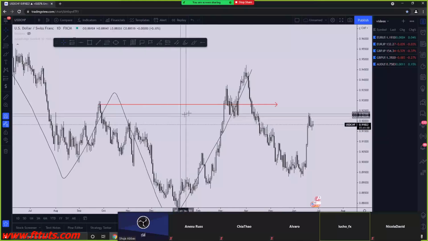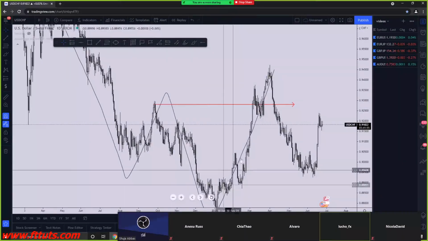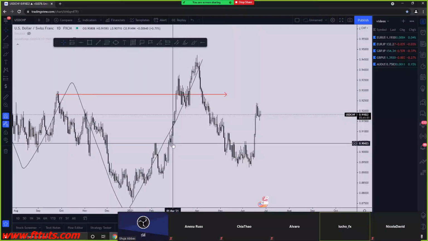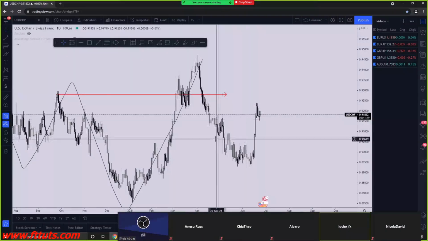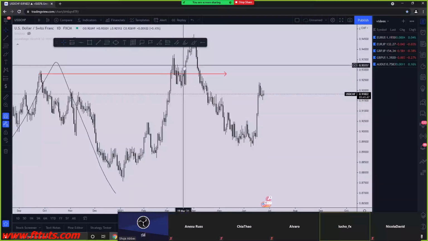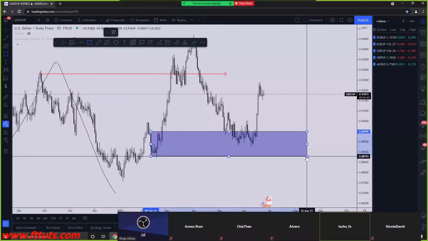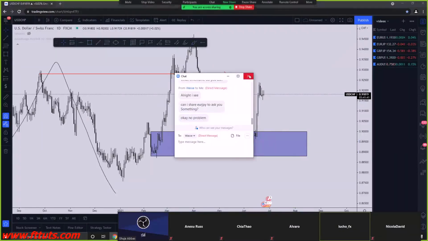So we can see that the market's showing lower lows, lower highs, and then price breaks above a previous lower high, indicating that the market is now moving in a bullish direction. And then as you can see, price taps into an institutional candle somewhere like here, and then price continues with its bullish direction.